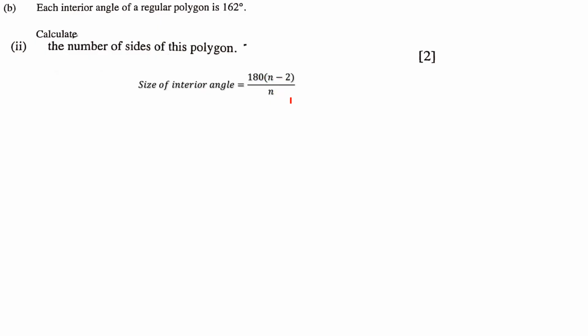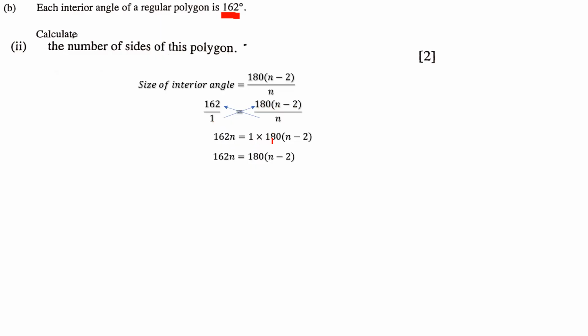But the thing is, we already know the size of the interior angle that was given in the question, wasn't it? The size of the interior angle was given, which is what? 162. That was the size of the interior angle. I'm just going to put it over 1 because I'm preparing to cross multiply. So if we cross multiply, it's going to be 162 multiplied by n, and 1 times 180 times n minus 2.